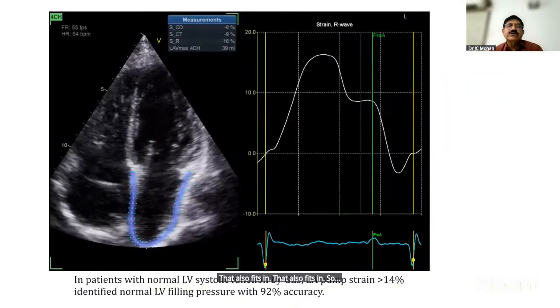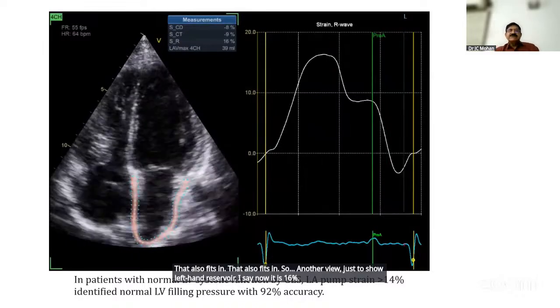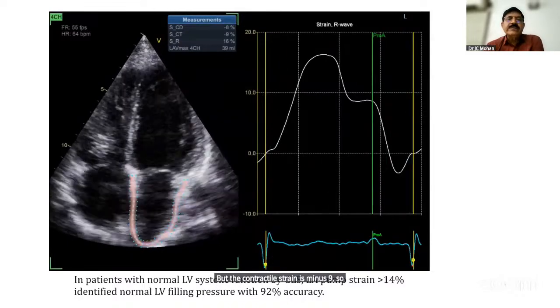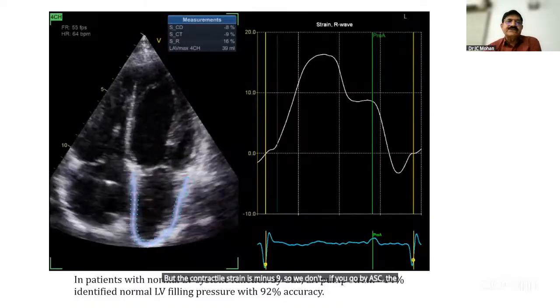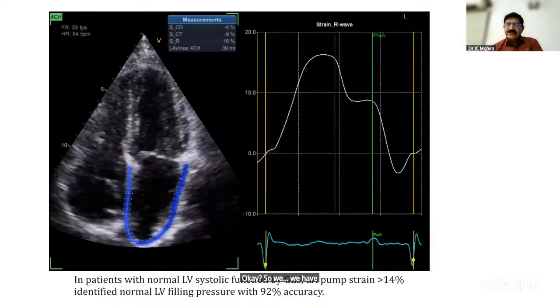Another view, just to show left atrial reservoir strain, now it is 16%. But the contractile strain is -9. So if you go by ASE, the reservoir strain is good enough, 16%. Okay. So we have now 2 criteria.